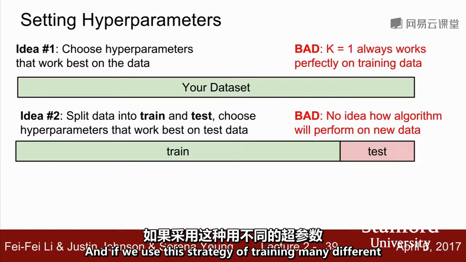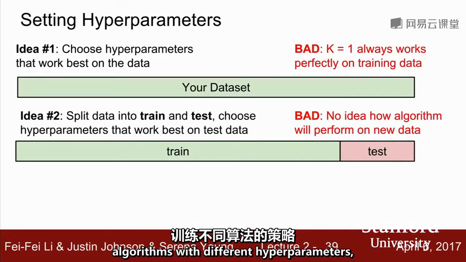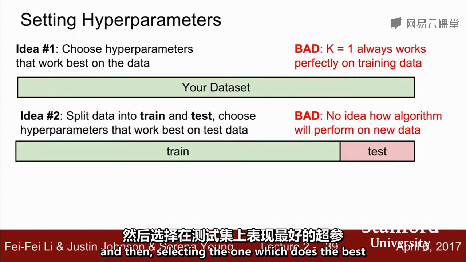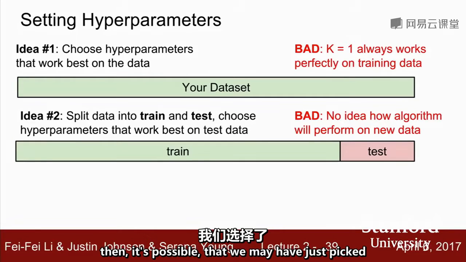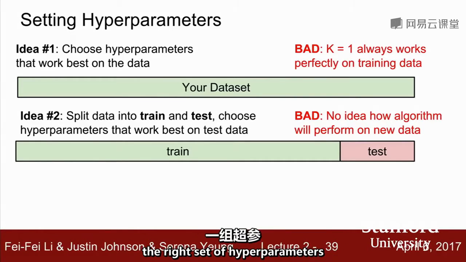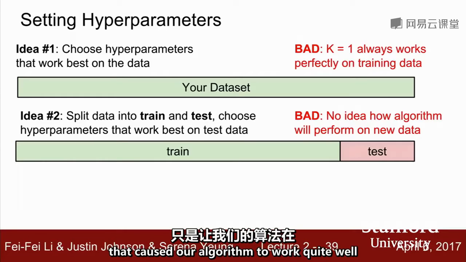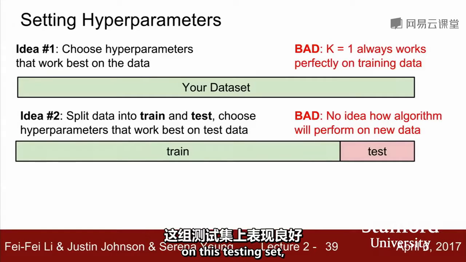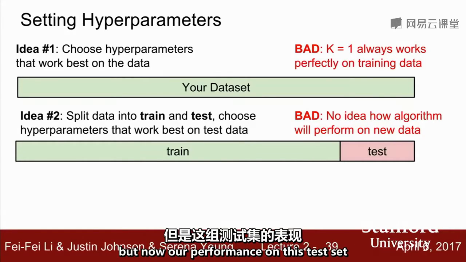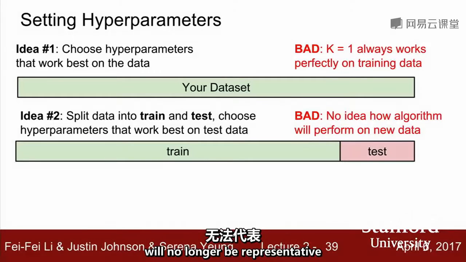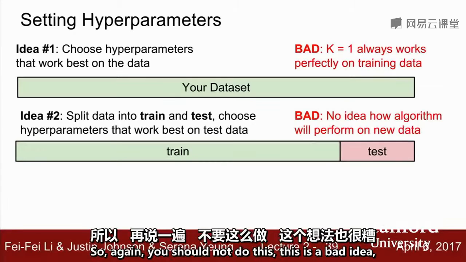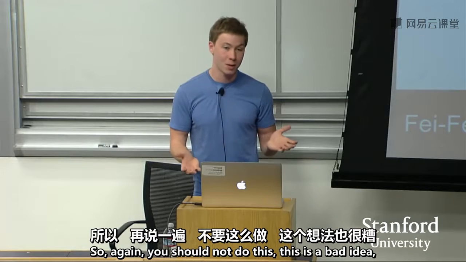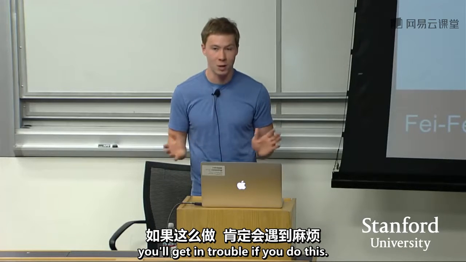If we use this strategy of training many different algorithms with different hyperparameters, and then selecting the one which does the best on the test data, then it's possible that we may have just picked the right set of hyperparameters that caused our algorithm to work quite well on this testing set, but now our performance on this test set will no longer be representative of our performance on new unseen data. So again, you should not do this. This is a bad idea. You'll get in trouble if you do this.